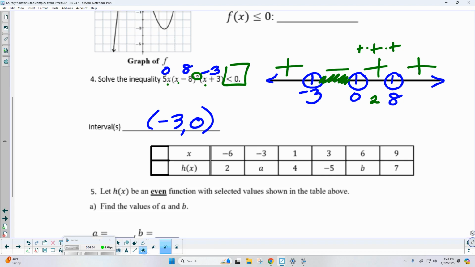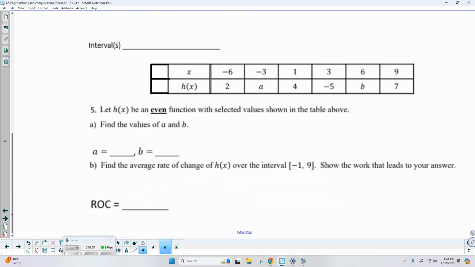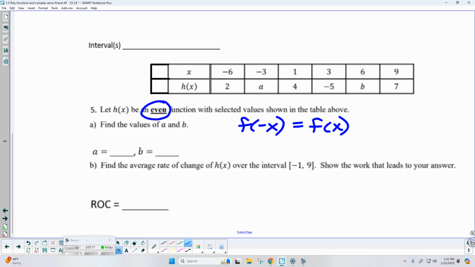5B. Did anybody want me to go ahead and do 5A while we're at it? Okay. So we're given a table, and what's important here is that it says it's an even function. You remember in the notes, we used this rule where if I take the opposite of x, that has no effect on the outcome y.